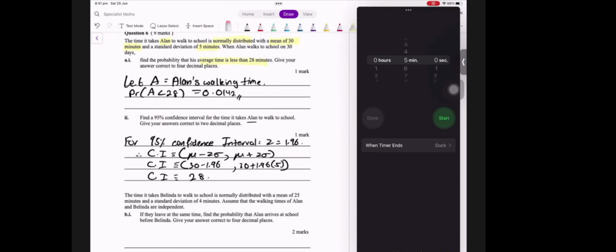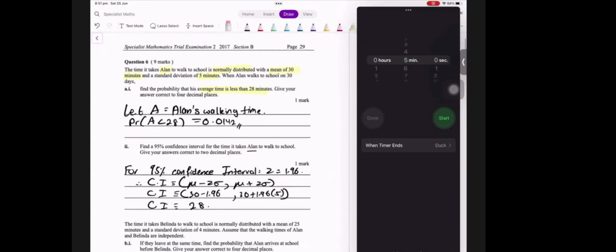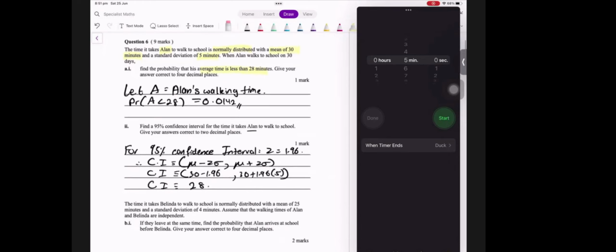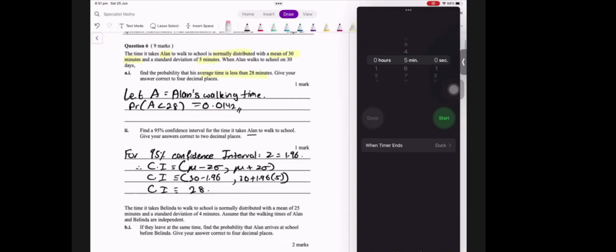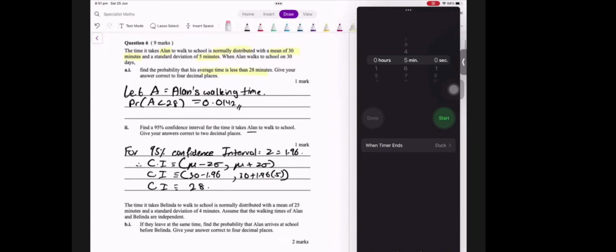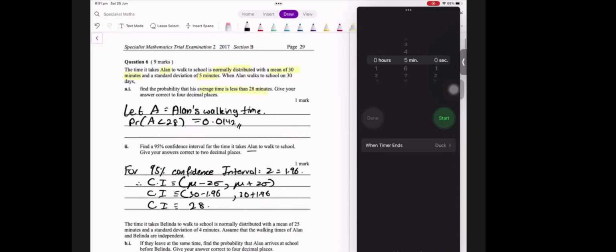Okay, so average time is 10. Have a quick check. Walks to school. I don't think they specified it well here. Let me see if they word it well here. It says average time in general. Okay, here, the time it takes for Alan to walk to school. Okay, yeah, no, that makes sense.